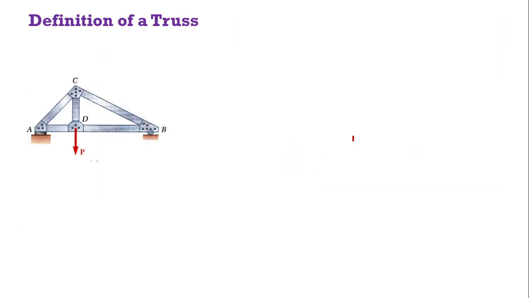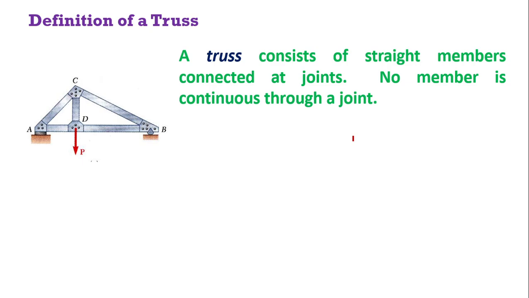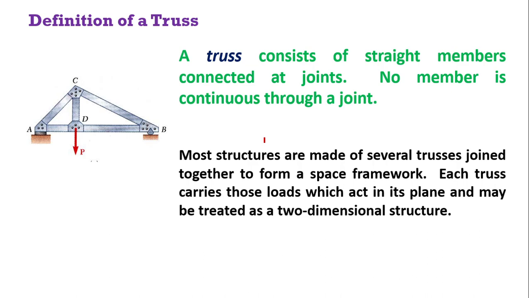For the definition of a truss, a truss consists of straight members connected at joints. So no member is continuous through a joint. So we have here A, B, C, D. Yan yung mga joints niya, di ba? So most structures are made of several trusses joined together to form a space framework. Each truss carries those loads which act in its plane and may be treated as a two-dimensional structure.